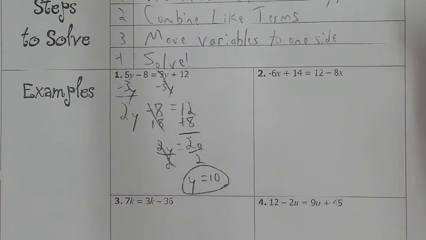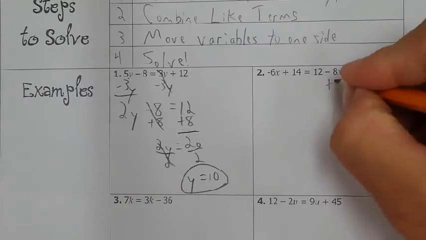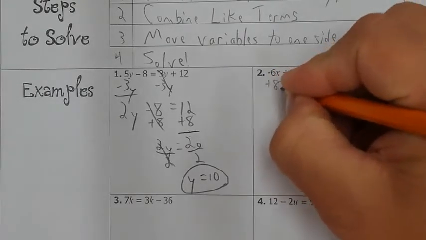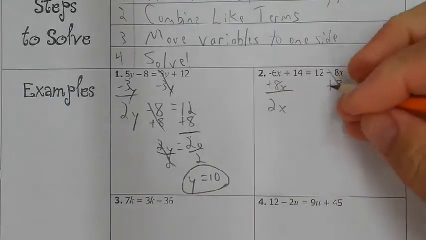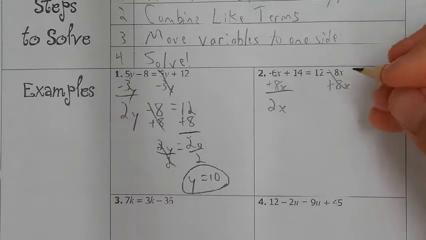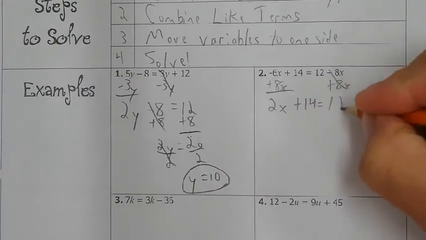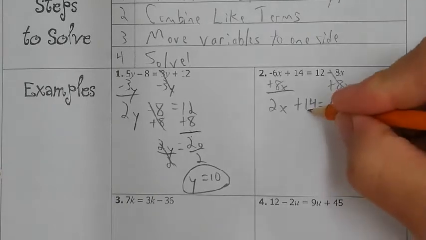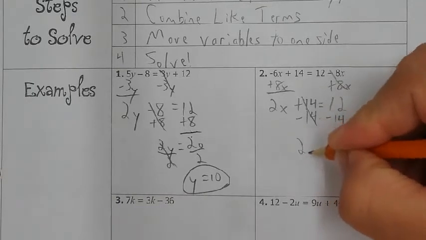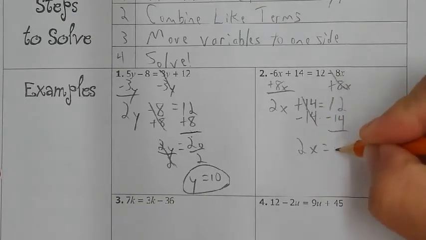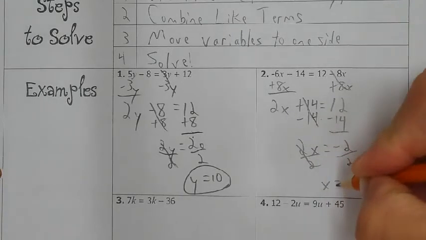And then, like number 2, we would add 8x on both sides. And just so you all know, this is what we're going into next. Now, the opposite of plus 14 is minus 14, so we subtract 14. So that gives us 2x equals 12 minus 14, which is negative 2. Divide by 2. X equals negative 1.